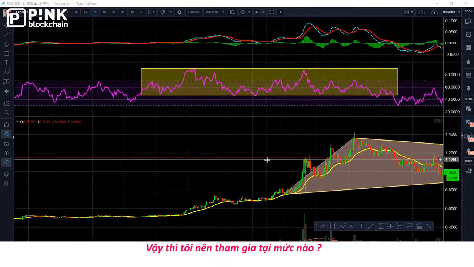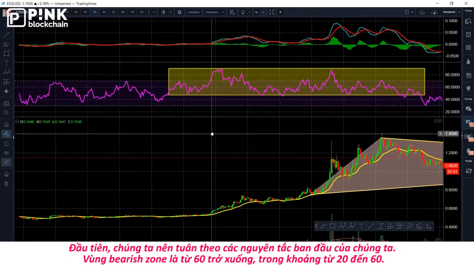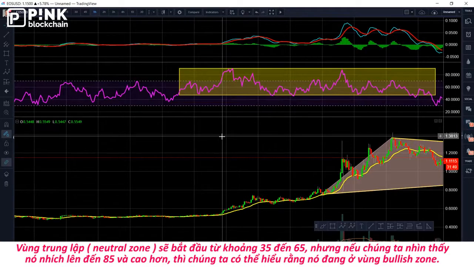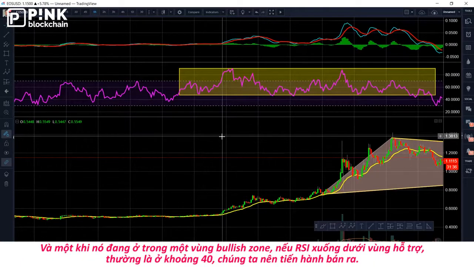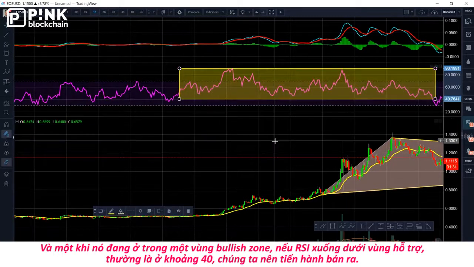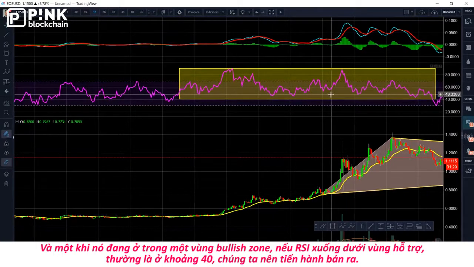Now, where was my entry? First of all, we're going to keep following that rule of ours where a more bearish zone is basically 60 and under, right? Like it has to reach at least lower than 20 to about 60. That's the bearish zone. Now, the neutral zone would be somewhere between 35 and 65, right? But then if we see it peak to about 85 and higher, then we will automatically assume that it is in a very bullish zone. And once it is in a bullish zone, if it crosses below the support point, normally it would be 40, right? We would automatically sell, okay?